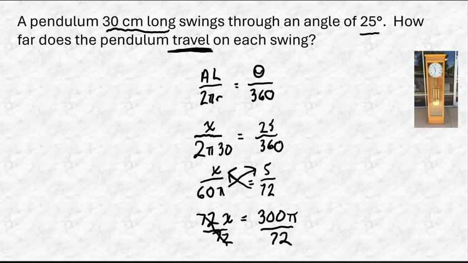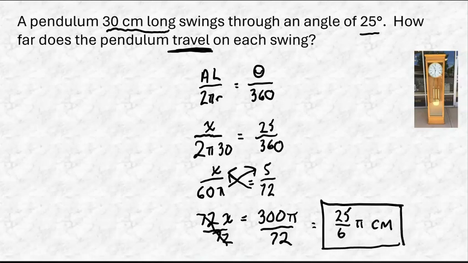300 over 72 reduces to 25 over 6. So this is 25 over 6 pi. And there we have it. I guess I should add the units. I'm kind of lazy about that. Because we're traveling in distance, this is just centimeters. So there we go.